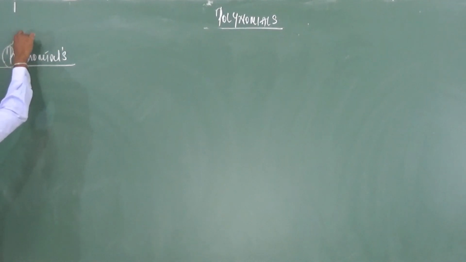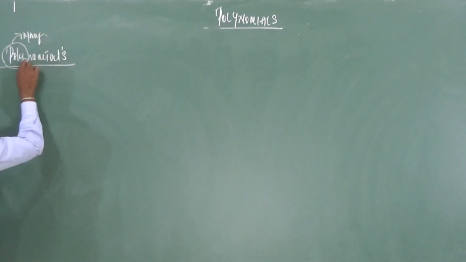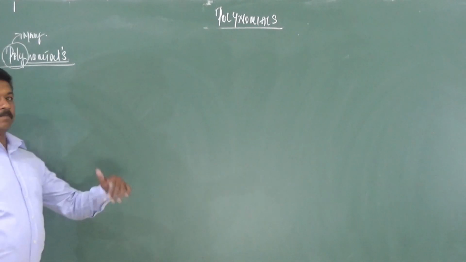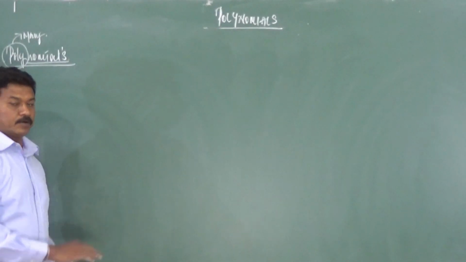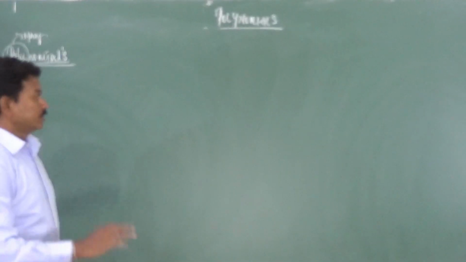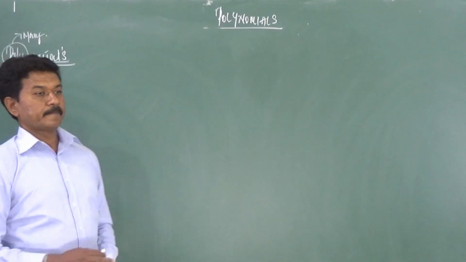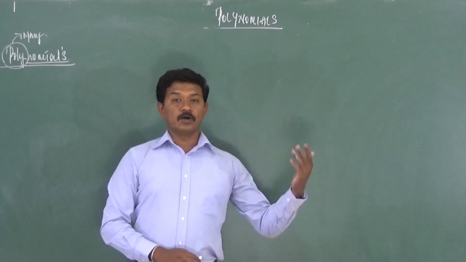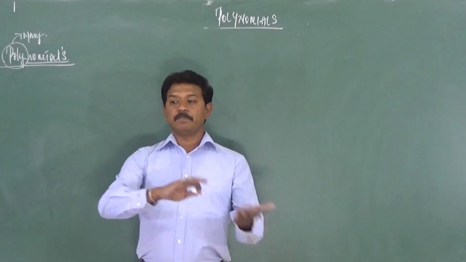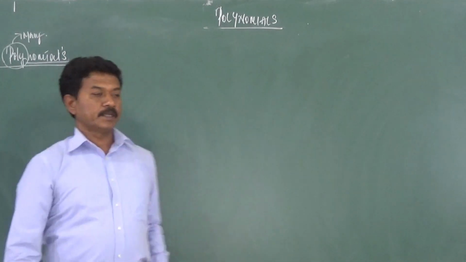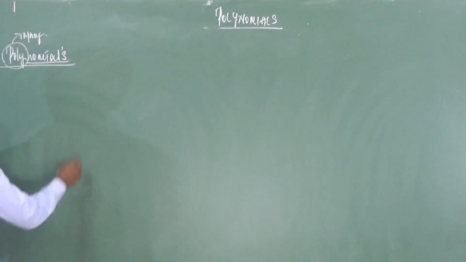Poly means many, nomials means terms. So an algebraic expression having many terms is called a polynomial, but according to a given condition. Here I want to tell you one particular thing. All polynomials will be algebraic expressions, but all algebraic expressions cannot become polynomials. That's a very important concept you have to remember. I will show you the clear-cut difference.